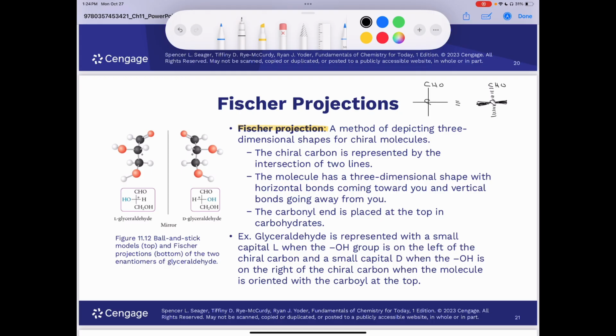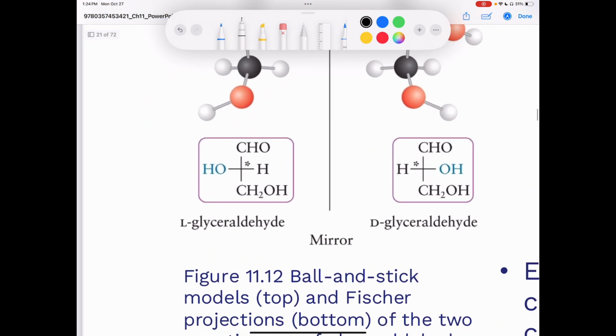And so one of the simplest carbohydrates we can have that has an aldehyde in it is glyceraldehyde. It's represented with a small capital L when the hydroxyl group is on the left of the chiral carbon, and with a small capital D when the hydroxyl is on the right side of the chiral carbon when the molecule is oriented with the carbonyl. This says carboyl. It shouldn't say that. It's a mistake. It should say carbonyl at the top. And so you see L-glyceraldehyde and D-glyceraldehyde shown here.